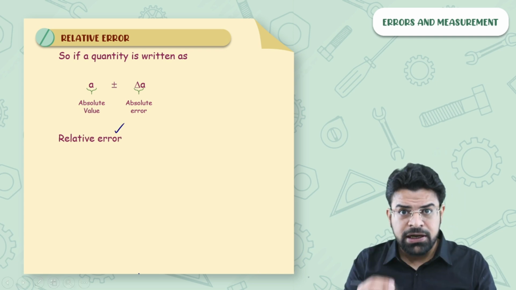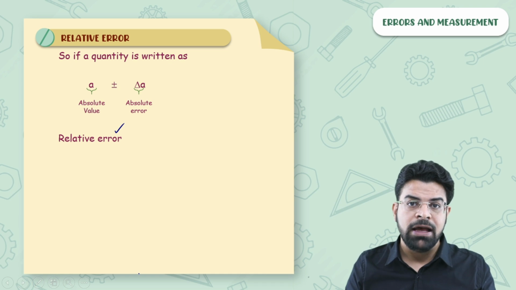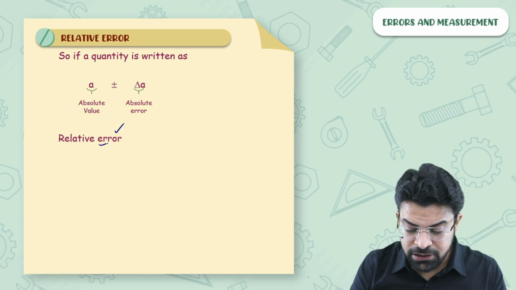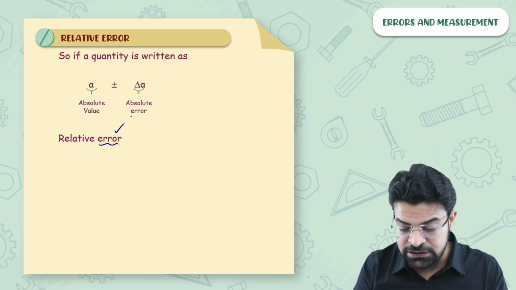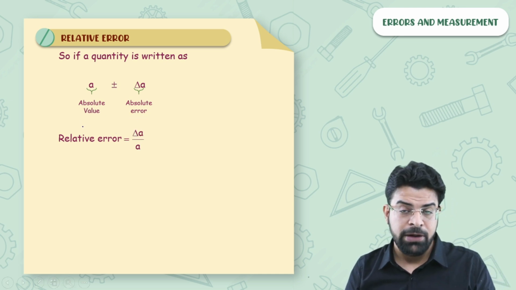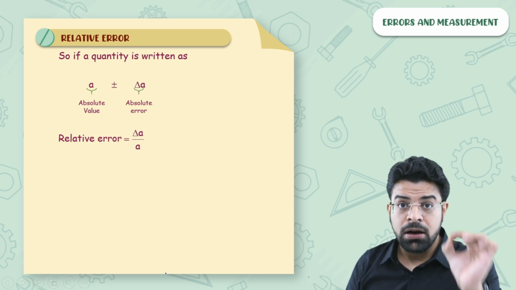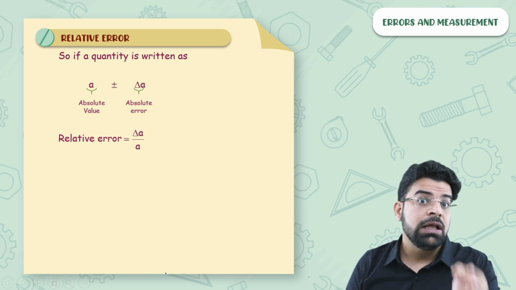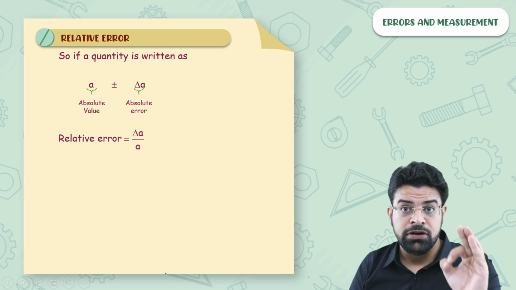Now we need to define a term called relative error in the calculation. The relative error in a calculation is nothing but absolute error by absolute value. So that is delta A by A. Error doesn't matter. The relative error in the calculation matters.